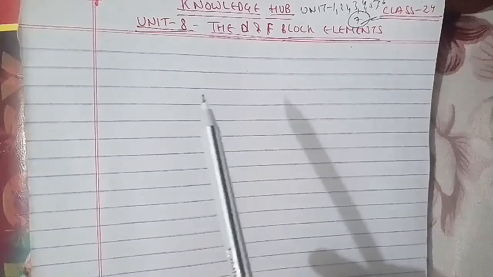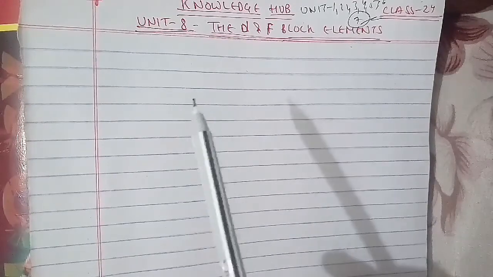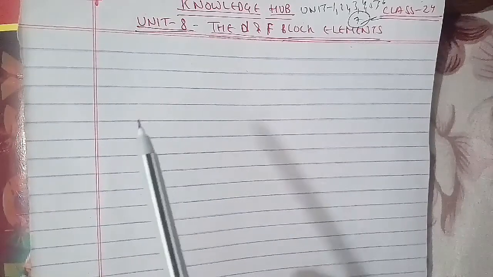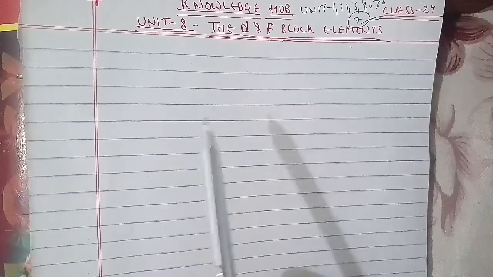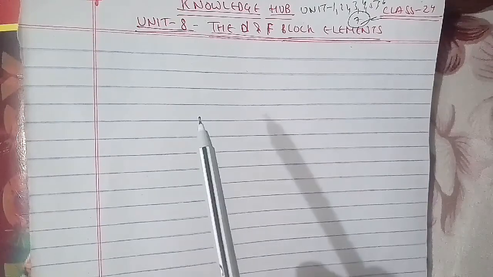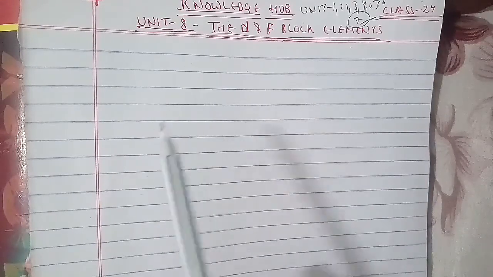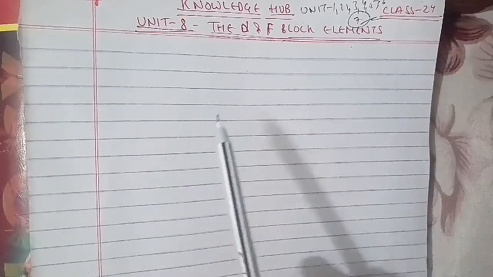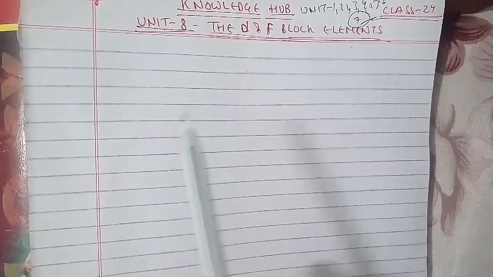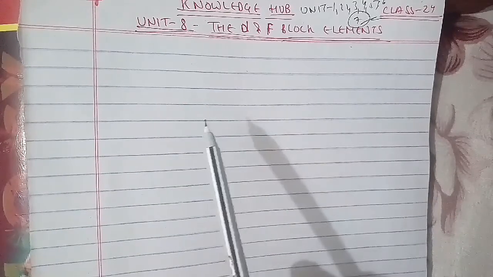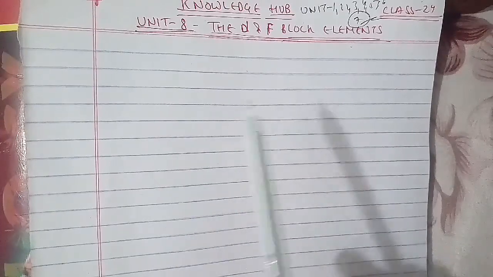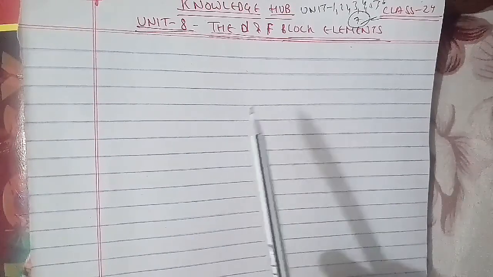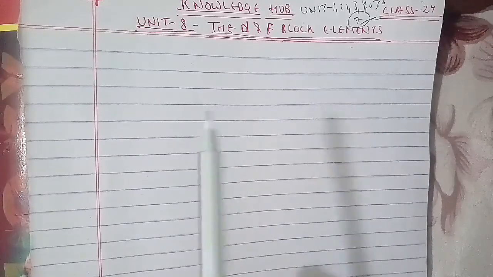Strictly speaking, a transition element is defined as one which has an incompletely filled d orbital in its ground state or in any one of its oxidation states. Zinc, cadmium and mercury of group 12 have a full d10 configuration in their ground state as well as in their common oxidation states, and hence are not regarded as transition metals.